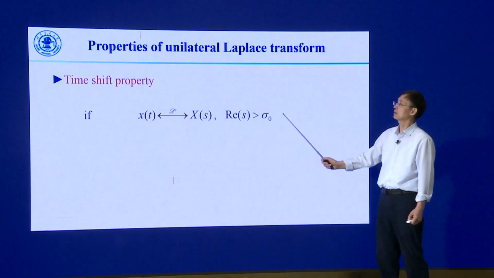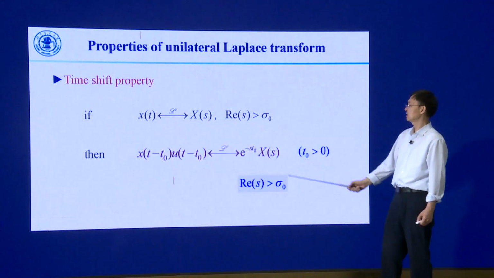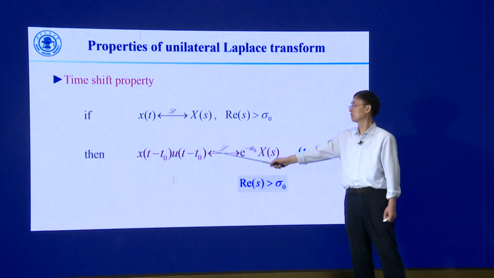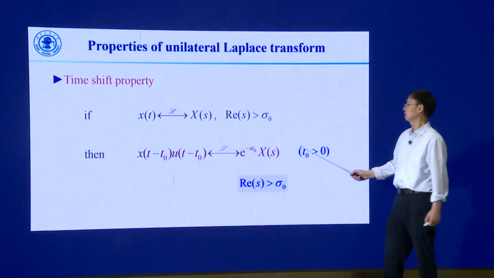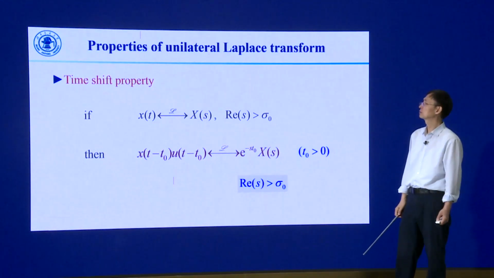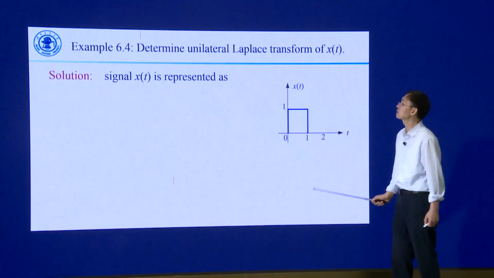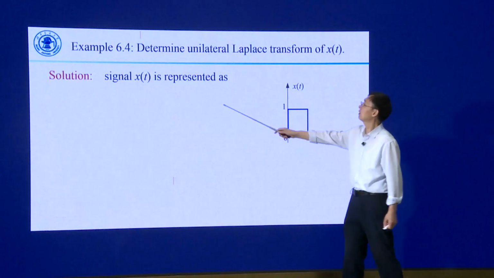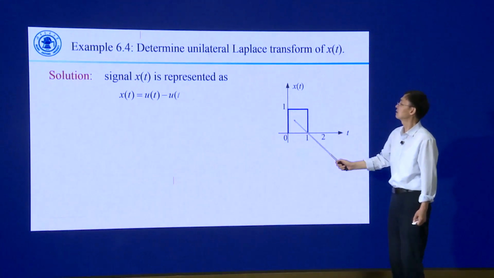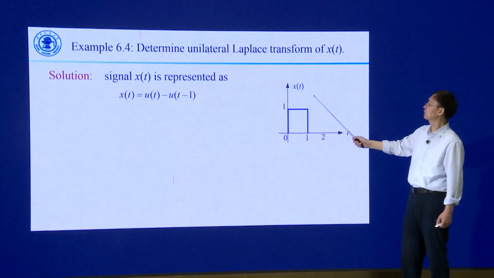The second is the time shift property. This is a relation between input time domain signal and the complex frequency domain function. Here is some application for these properties. Signal x(t) is represented as this expression. This is the picture of the signal.